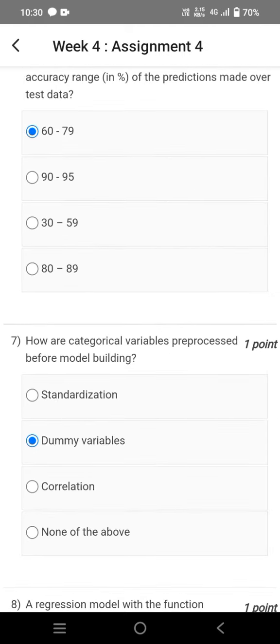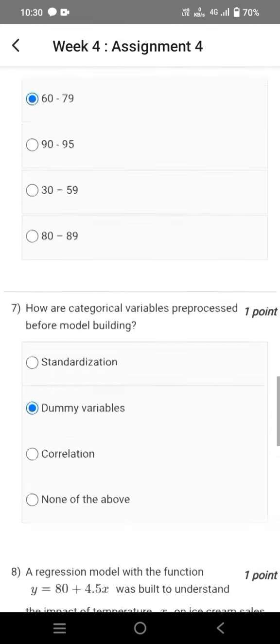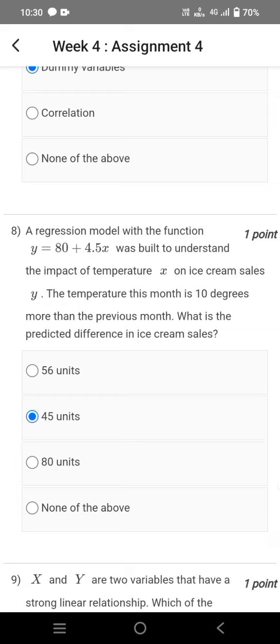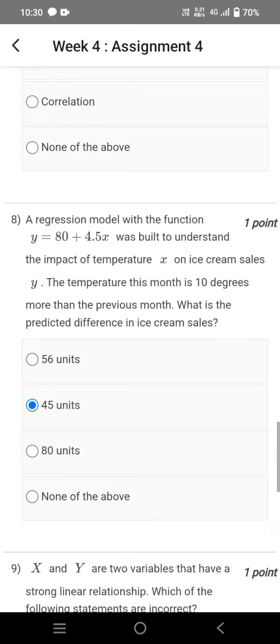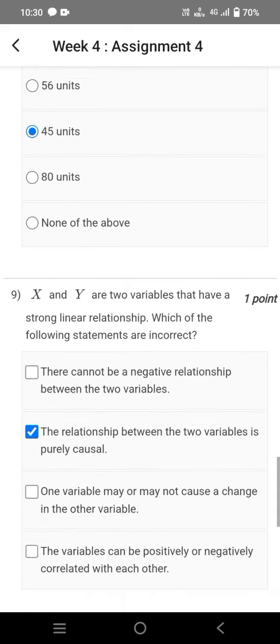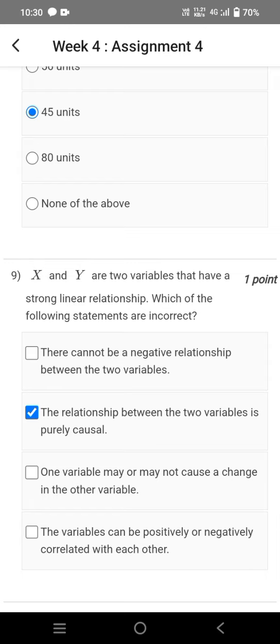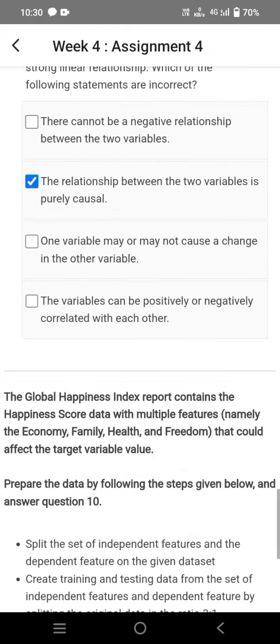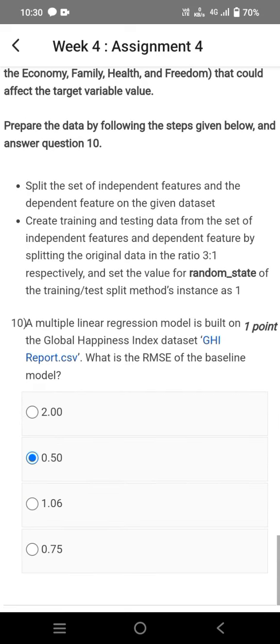Question 7th. How many categorical variables processed before model building? Answer option B, dummy variables. Question 8th. Correct answer will be option B, that is 45 units. Question 9th. Correct answer will be option B. The relationship between two variables is purely casual. Question 10th. Correct answer will be option B, that is 0.50.